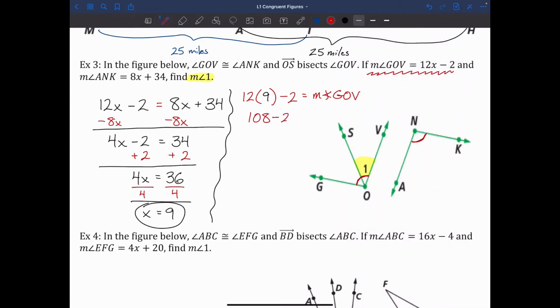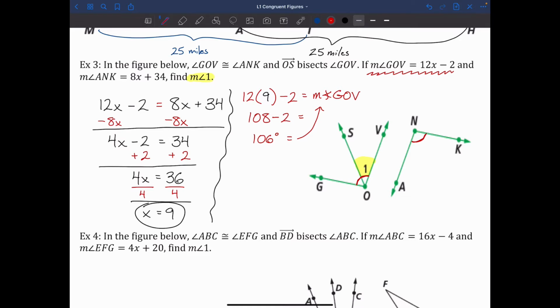It's 108 degrees minus 2 equals that measure of angle GOV. 108 minus 2 is just 106. Right? That's the measure of angle GOV, and actually the measure of both of those red angles.